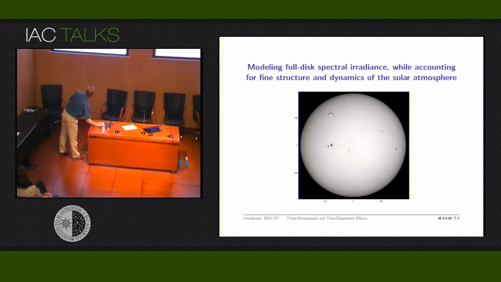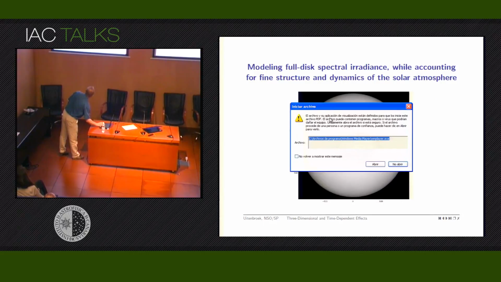Now, let's see if this works. Yes. And yes.